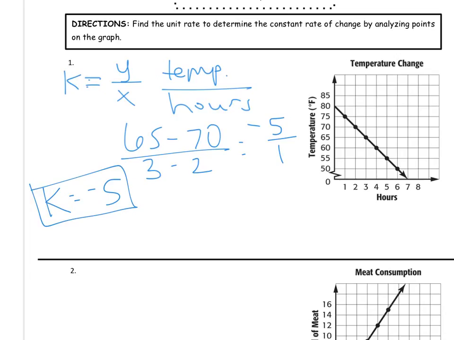Or if you wanted to put it in words, dropping 5 degrees Fahrenheit per hour. Or you could say negative 5 degrees Fahrenheit per hour. Dropping and negative mean the same thing.